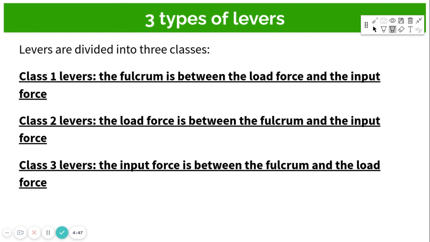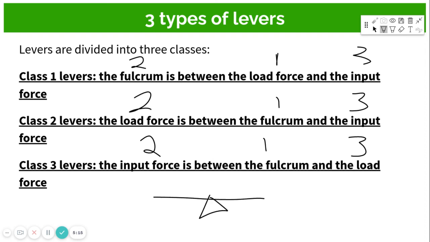It basically has to do with what order everything happens in. So the load force would be 1 first, then the fulcrum 2, then the input force would be 3. Okay, that's for class 1. For class 2, the load force would be 2, and for class 3, the load force would be 2, and then we can just do 1, 3. So it looks like the same order, we just switch the words around. But what this means is, for 1, the fulcrum's in the middle, and then we put our load on one side, and we put our input on the other side. So if we do this as 1, 2, 3, that's what that's going to look like.